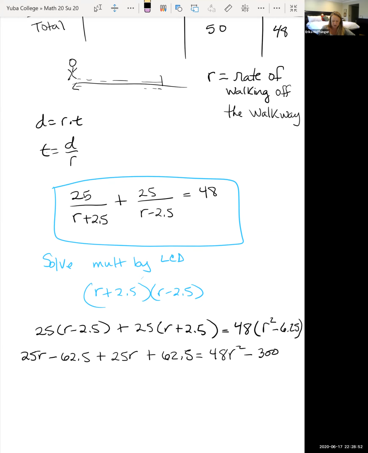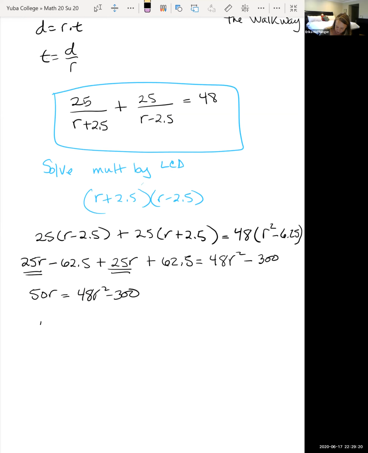Okay, so we have 25r plus 25r. That's 50r. We have a negative 62.5 and a positive 62.5. Those cancel. Is equal to 48r squared minus 300. So we have a quadratic equation and we can get everything to one side. So we have 48r squared minus 50r minus 300. I subtracted 50r on both sides, equals 0.